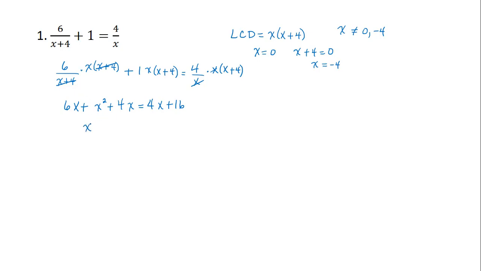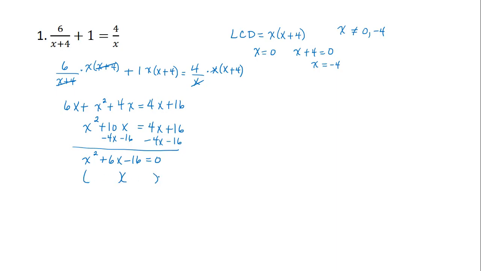Combining like terms, we get x squared plus 10x is equal to 4x plus 16. And notice this is a quadratic equation. Because of the exponent of 2 on the x variable, we need to set this equation to 0 and solve by factoring. Subtract 4x and 16 from each side. Therefore, we get x squared, 10x minus 4x is plus 6x, minus 16, is equal to 0.